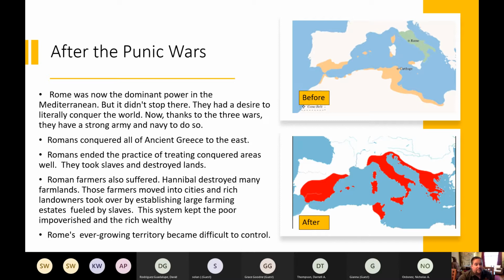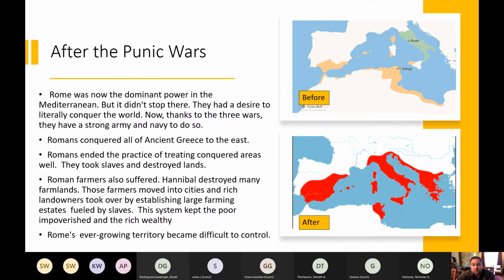Hannibal destroys lots of farmland, and those farmers moved into the cities where rich landowners took over by building these kind of large farming estates. And these farming estates were ruled by slaves. So this system keeps poor people in Rome poor, and keeps the rich wealthy, which causes some trouble in the Republic of Rome.